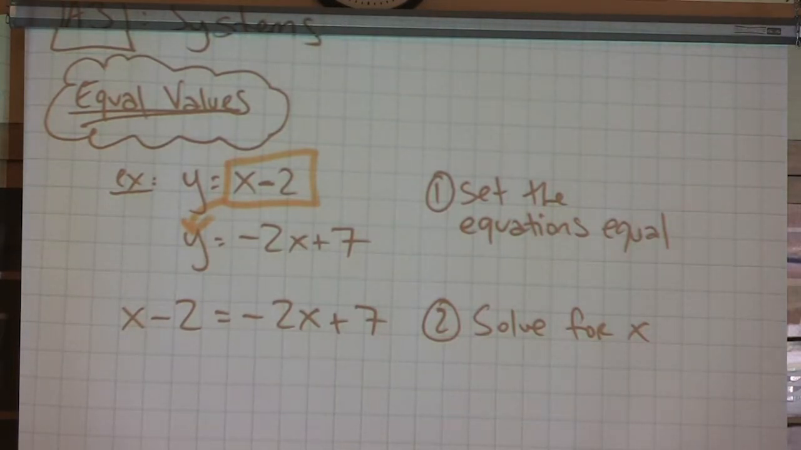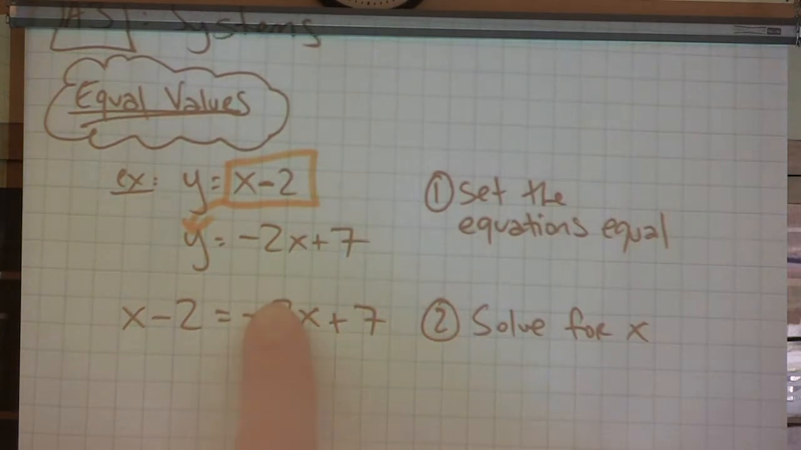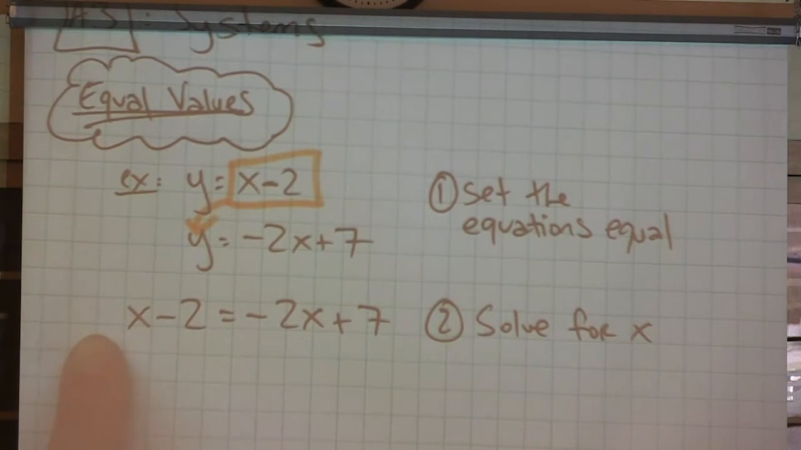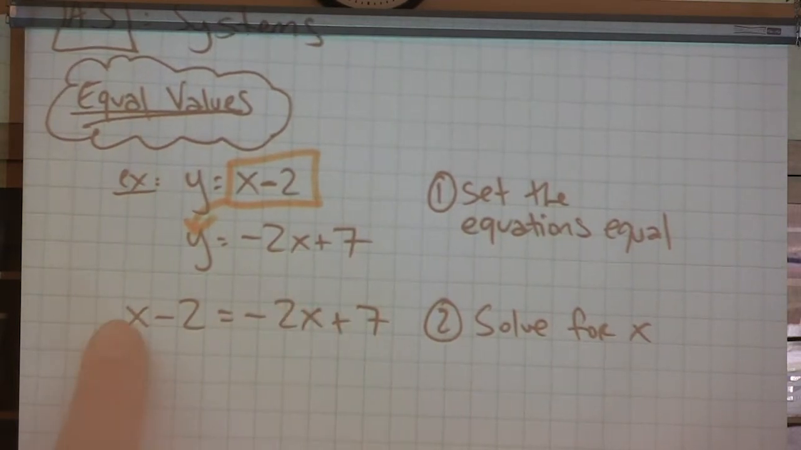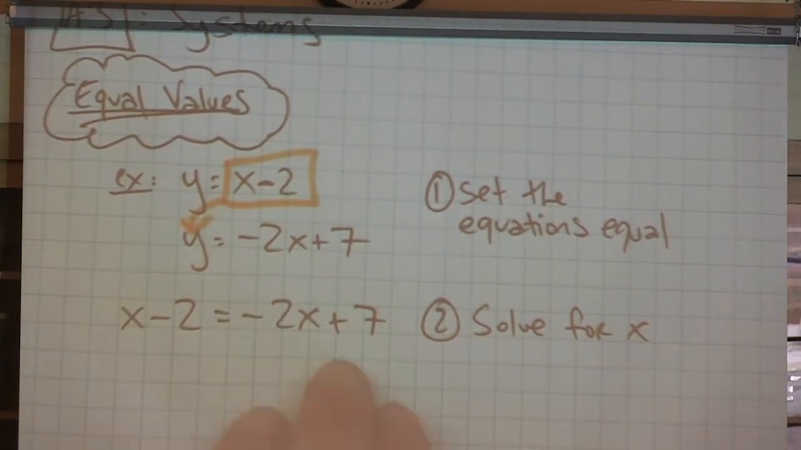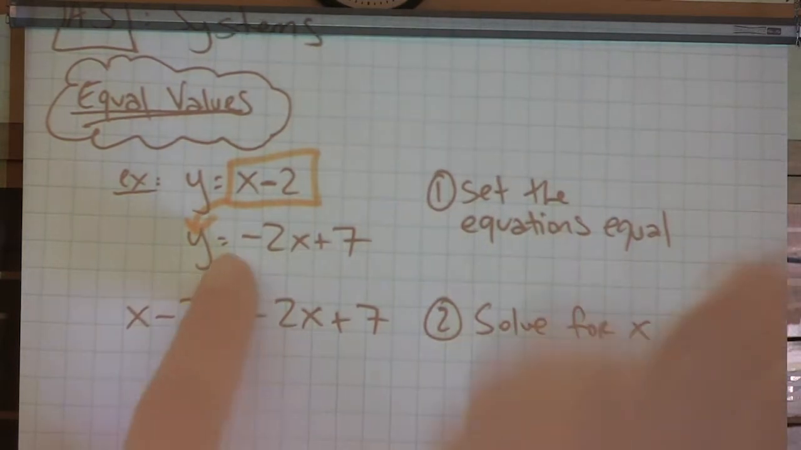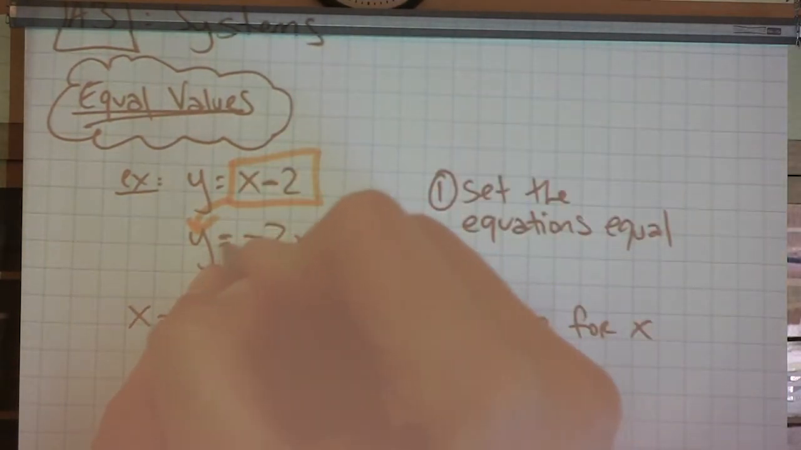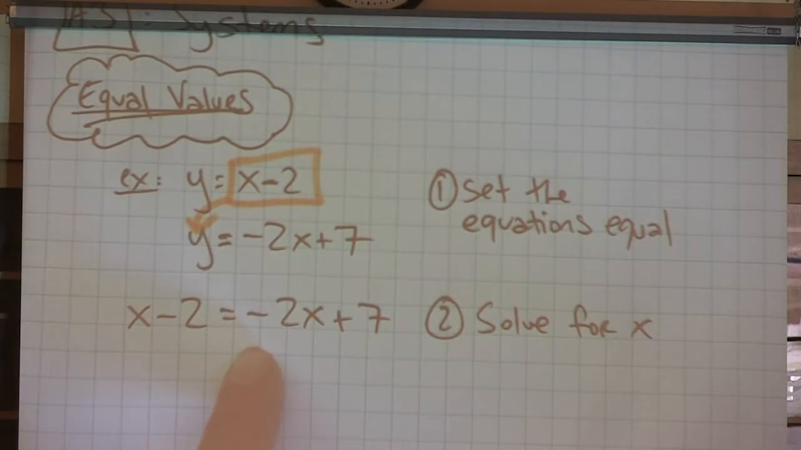You guys are wonderful little solvers. So go ahead, move this negative 2x over to the other side. Bring the x's over. The y's disappear, and then the equal sign.